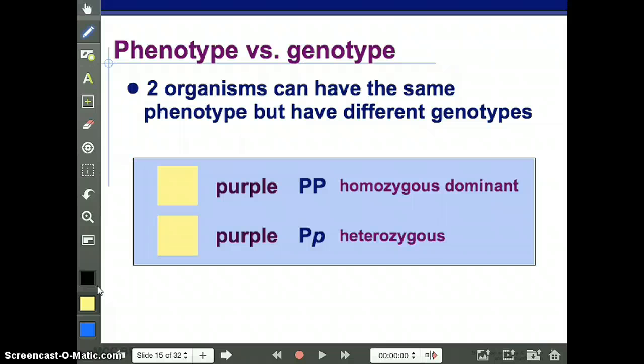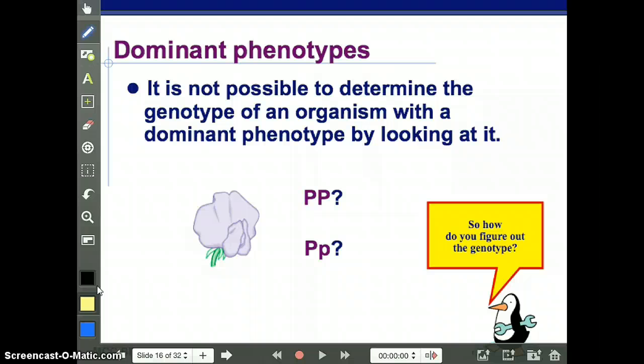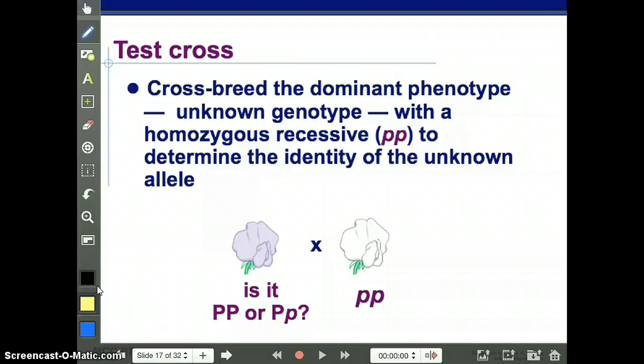So if I want to do a test cross to identify if it's homozygous dominant or heterozygous, I want to test it with something that's homozygous recessive, because I know the only way a recessive trait is expressed, meaning actually visually seen, is if both alleles are recessive. So with dominant phenotypes, it is not possible to determine the genotype of an organism by looking at it. I can't tell it's purple, that's great, but I can't tell if its genotype is homozygous dominant or heterozygous. So this is when I do that test cross.